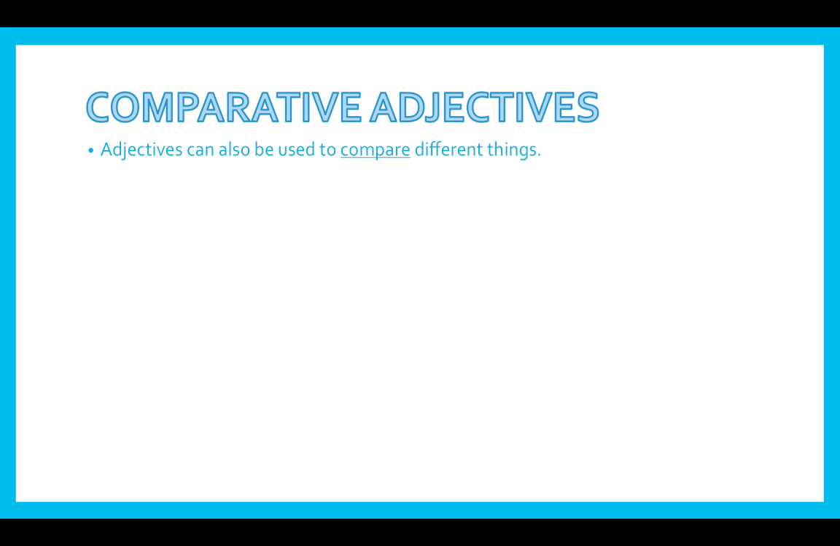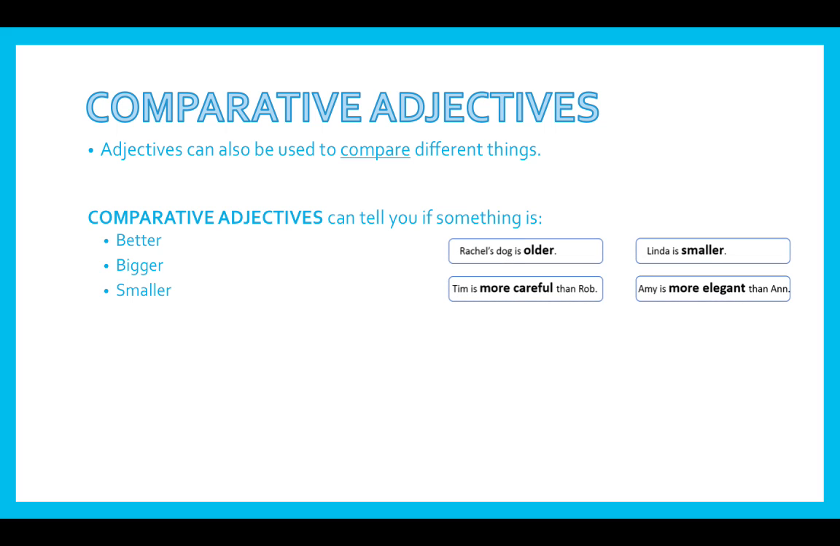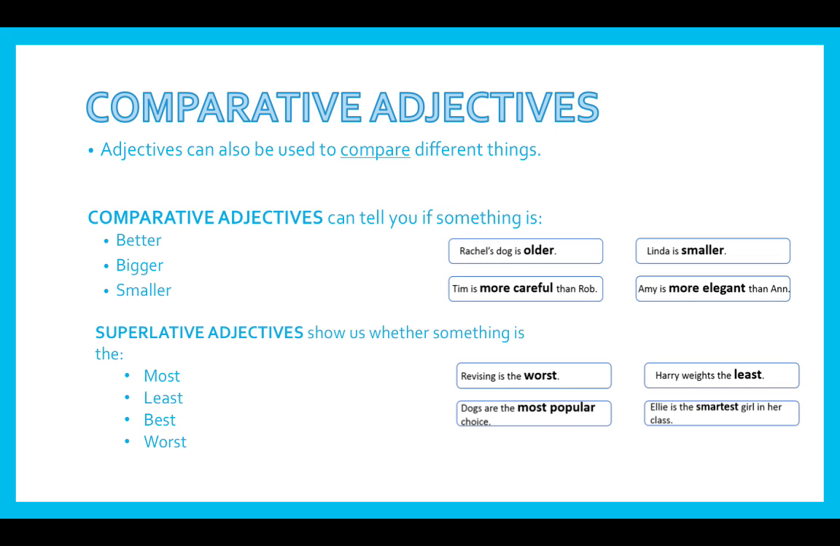Comparative adjectives. Adjectives can also be used to compare different things. These can tell you if something is better, bigger or smaller. Rachel's dog is older, Linda is smaller, Tim is more careful than Rob, Amy is more elegant than Anne. We also have superlative adjectives, which show us whether something's the most, least, best or worst. Revising is the worst, Harry weighs the least, dogs are the most popular choice, Ellie is the smartest girl in her class.